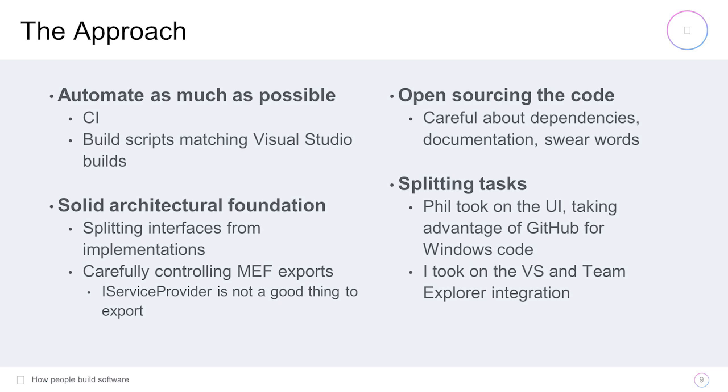Since it was me and Phil on the project, we basically split tasks. Phil took on the UI because he was already familiar with GitHub for Windows, GitHub for Desktop code, and we took advantage of a lot of code that was written already for GitHub for Desktop. So he took on that side. And I took on the Visual Studio and Team Explorer integration, build infrastructure, and all of the backend and pipeline of implementing these things.